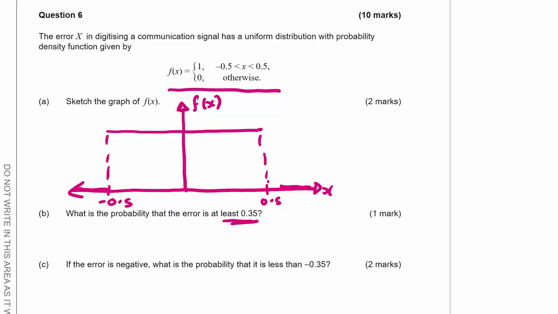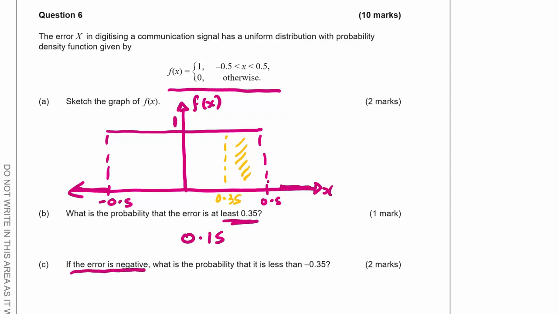What's the probability the error is at least 0.35? One thing I forgot in part A, of course, if the width of that is 1, the height of that is 1. That's kind of important. So what's the probability the error is at least 0.35? So 0.35 is there. It's just going to be that area. Now if this is 0.35, that means the width of that rectangle is 0.15 and the height is 1, so it's going to be 0.15.